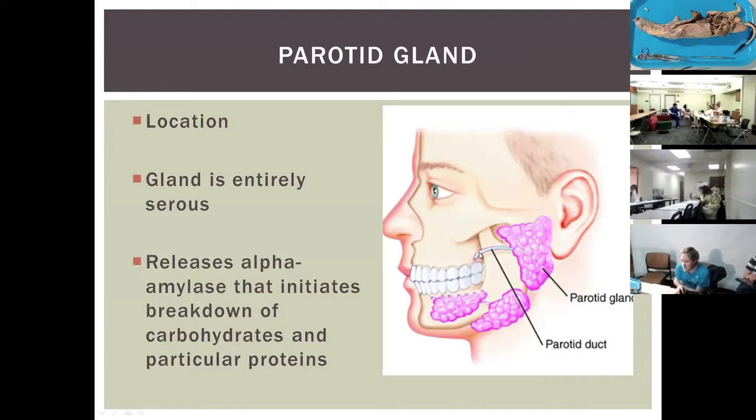This gland is entirely serous, so it only makes proteins. It doesn't make the lubrication properties of saliva. And these proteins are enzymes, in this case called alpha amylase, that initiate the breakdown of carbs, or sugar, and particular proteins that you eat.